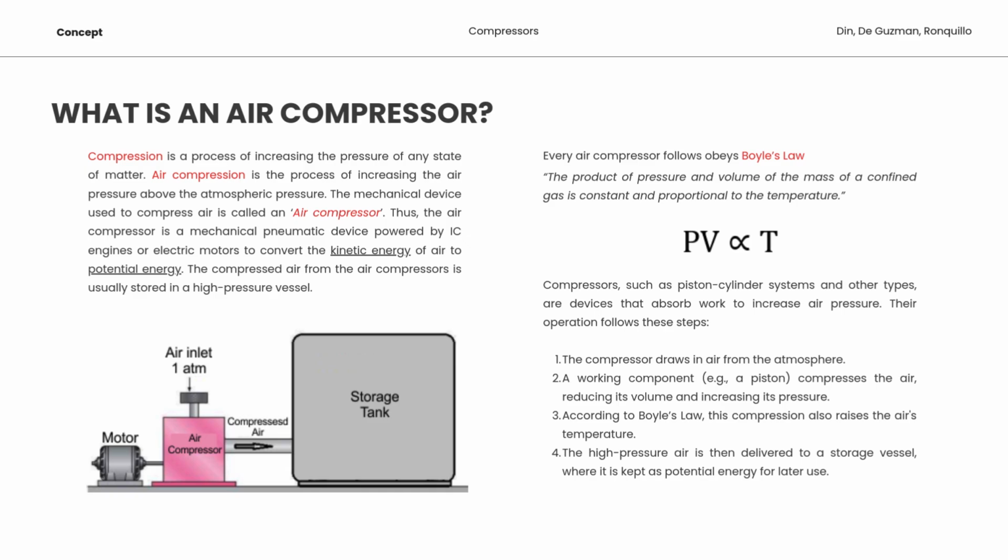Thus, the air compressor is a mechanical pneumatic device powered by IC engines or electric motors to convert the kinetic energy of air to potential energy. The compressed air from the air compressors is usually stored in a high pressure vessel. An example is shown in the image below.